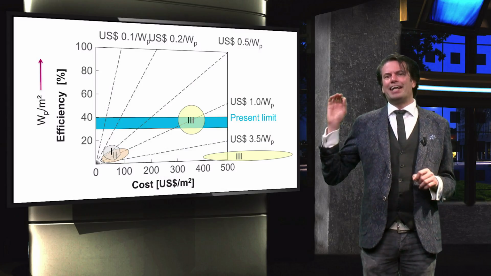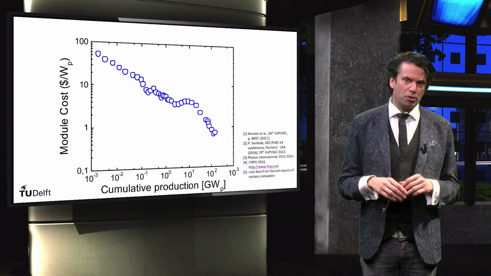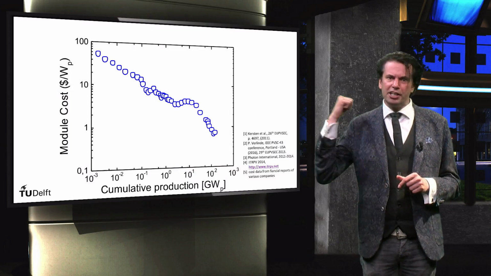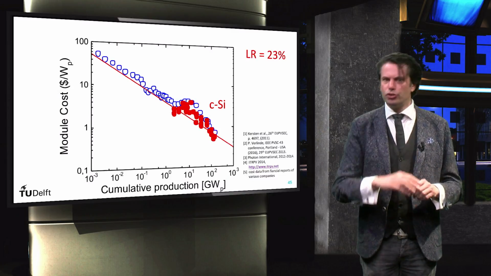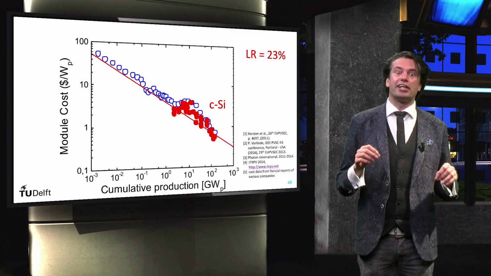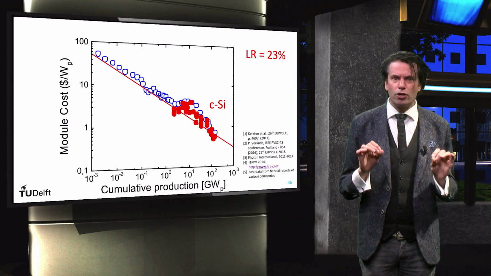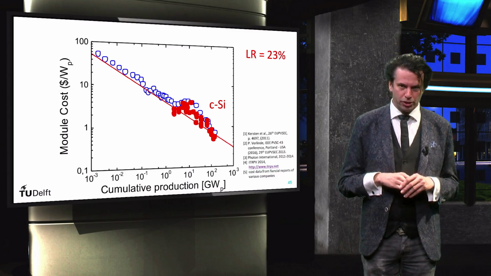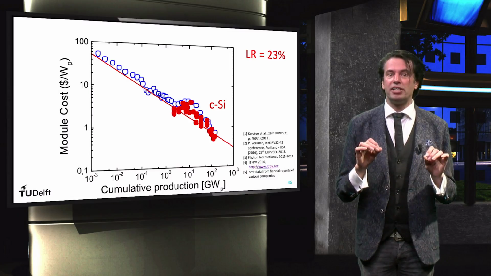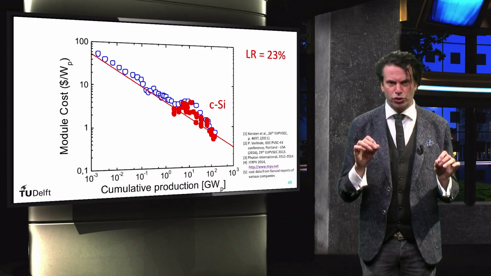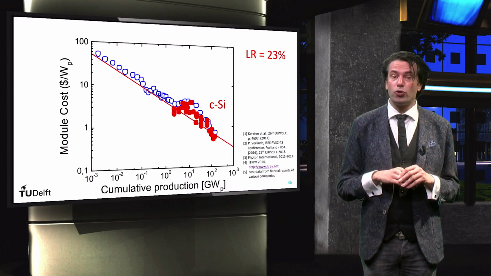This can be nicely illustrated as we look at the learning curves of the 3 most dominant PV technologies on the market. Here you see the module cost of the total market. And here you see the module cost of the various crystalline silicon modules as reported in the shown references. The data includes cost prices up to 2014, by the way. The learning rate is the relative drop in cost price when the cumulative production doubles. The learning rate for crystalline silicon is roughly 23%.